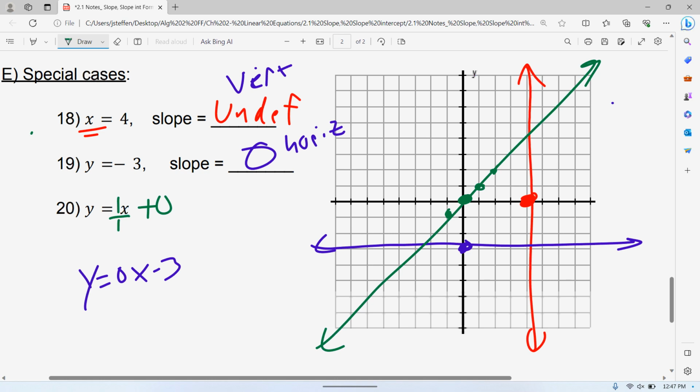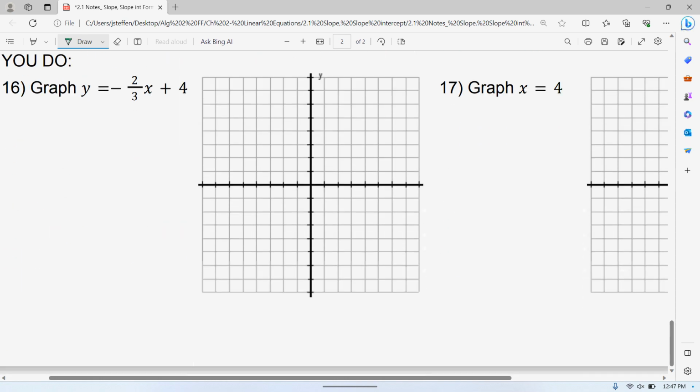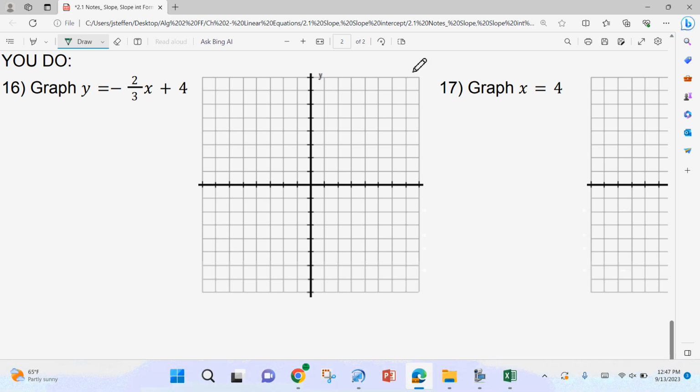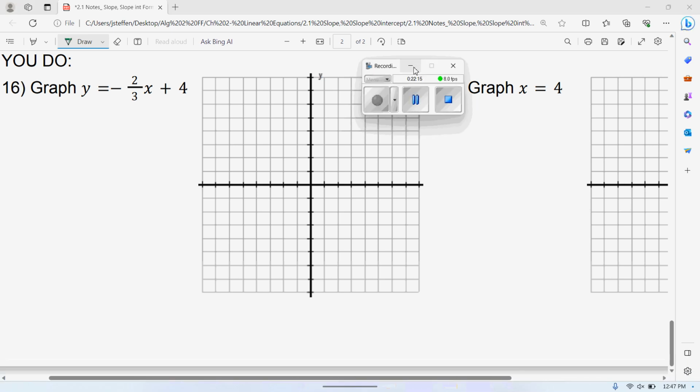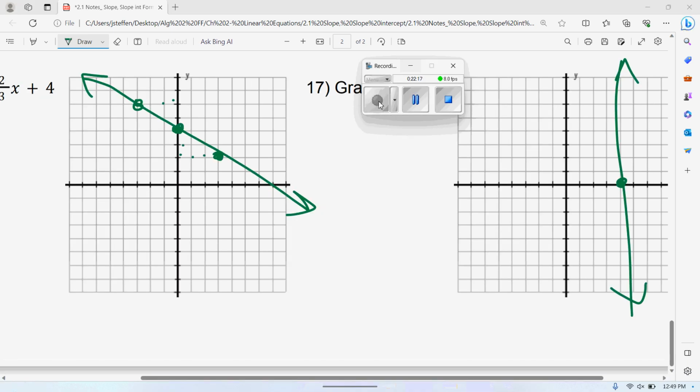All right, go ahead, do number 16, 17 on your own. I'll give you guys a bit of time, and then I will put the answers up here. All right, my answers are up here. Your worksheet, your homework check.